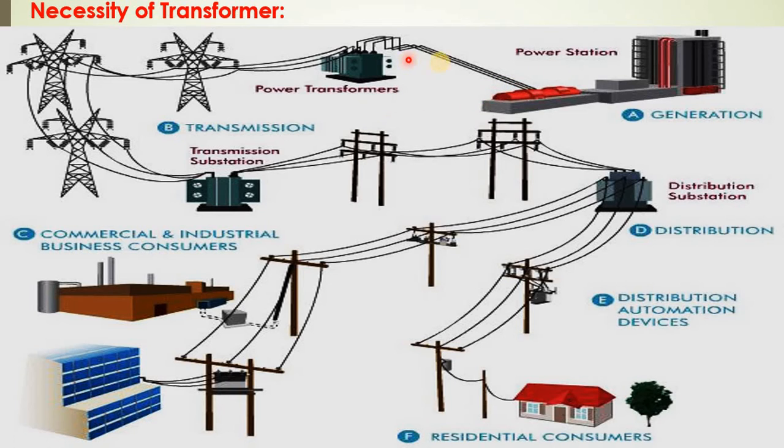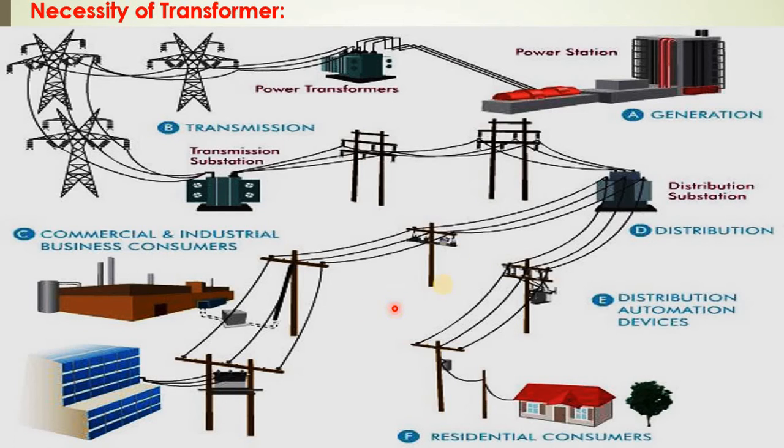That voltage will be stepped up by means of this power transformer. So this power transformer will step up the voltage level for the transmission line, converting 11 kV into 220 kV or 400 kV voltage levels. Why change the voltage level?